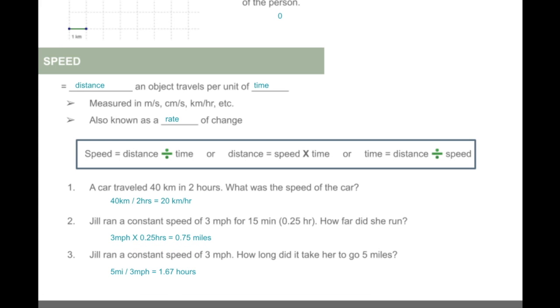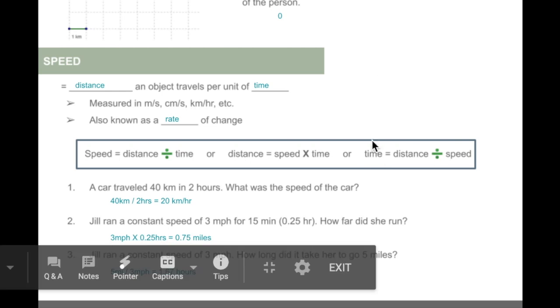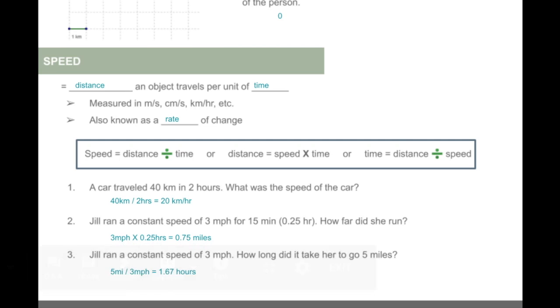And then for the last one, Jill ran a constant speed of 3 miles per hour, so that's speed. How long did it take her to go 5 miles? So 5 miles, that's a distance. And we want to know how long did it take. So we're trying to find time. So we're going to use this last formula here. So time equals distance divided by speed. Right? So we did our distance, which is 5 miles, divided by our speed, 3 miles per hour, equals, and we get 1.67 hours.